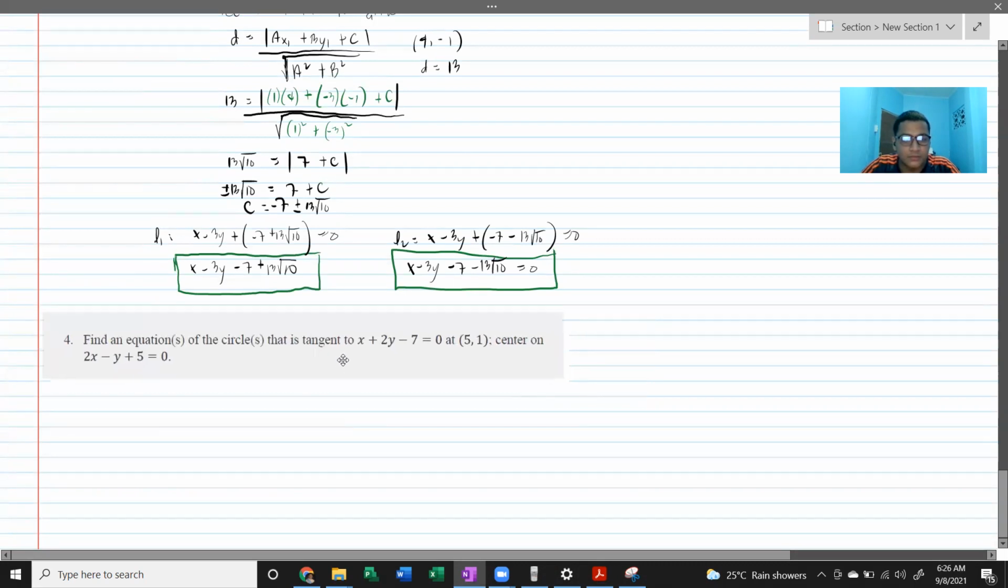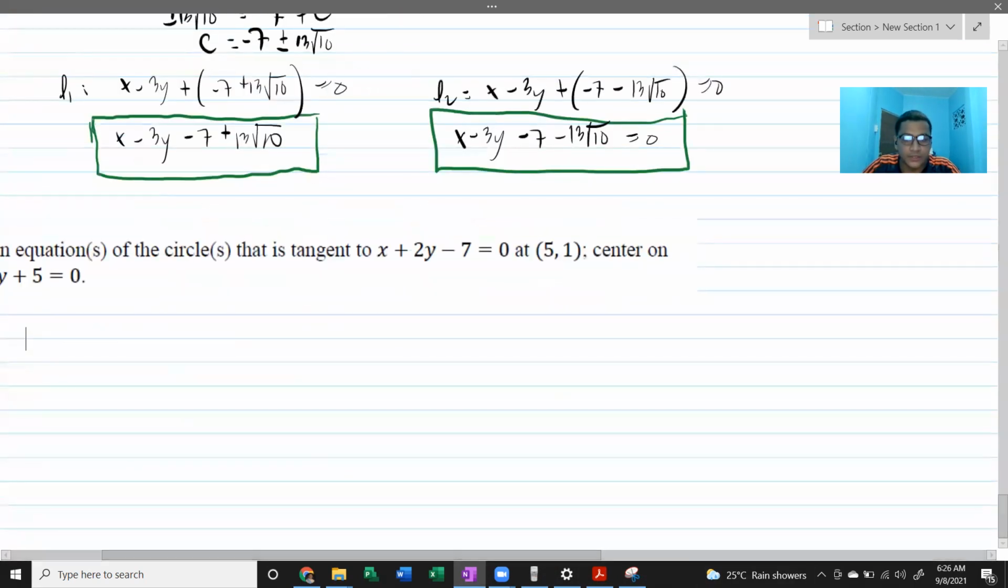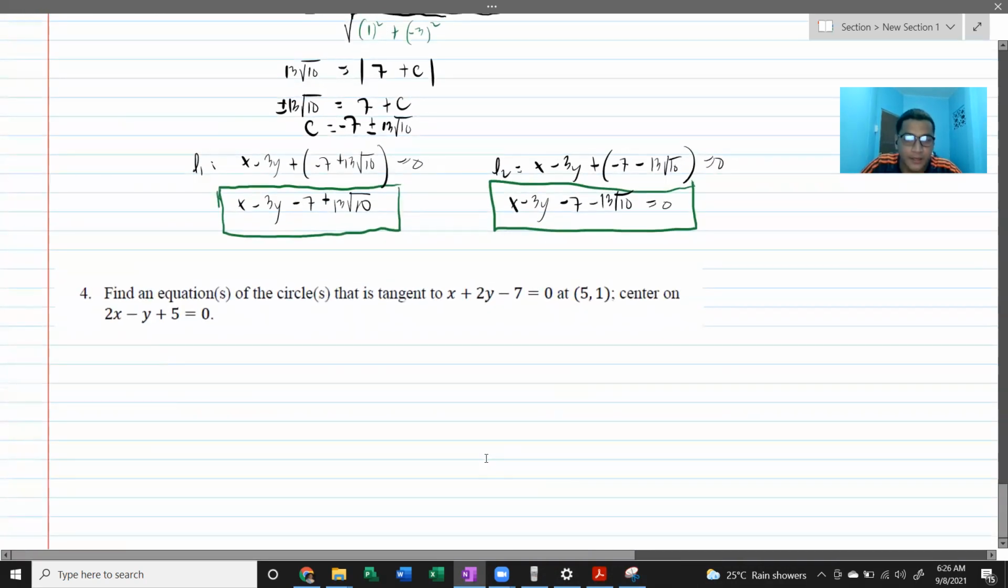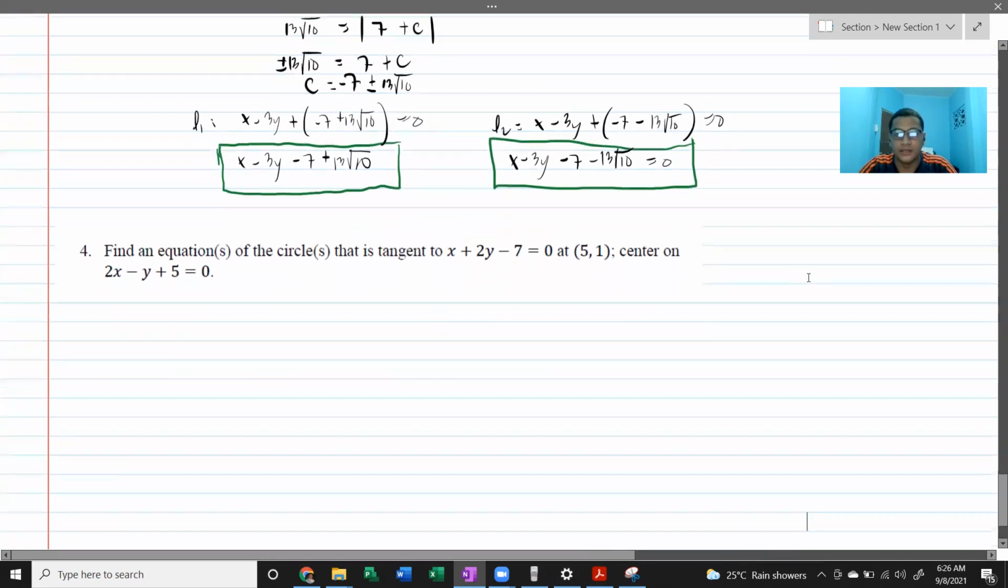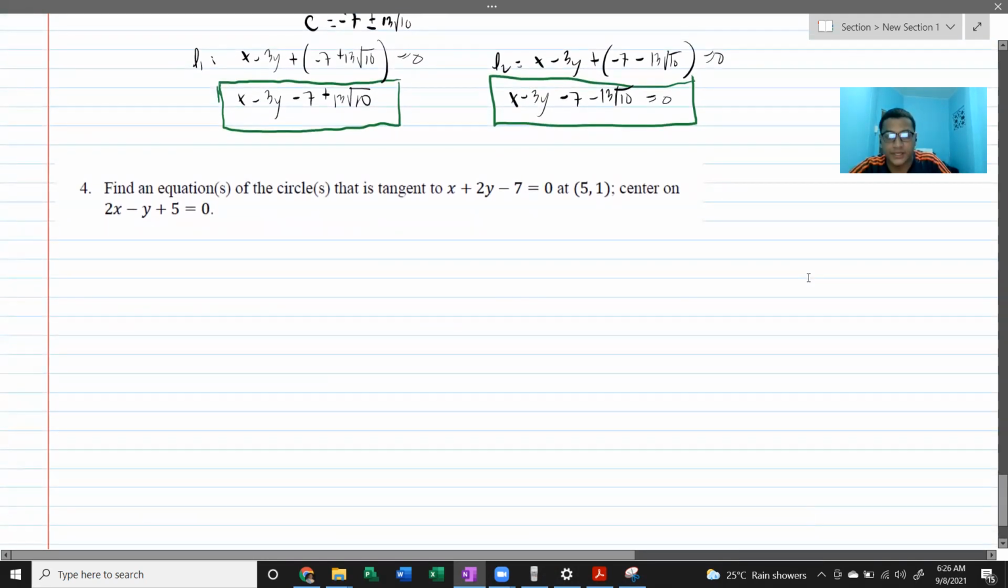So, how do we solve this one? Find the equation. So blah, blah, blah. Okay, now, first, we need to visualize the problem. So let's graph the given lines and plot the given points. Okay, let's first write the tangent line. Let's transform this into slope-intercept form. So we have y is equal to negative 1/2 x plus 7/2.